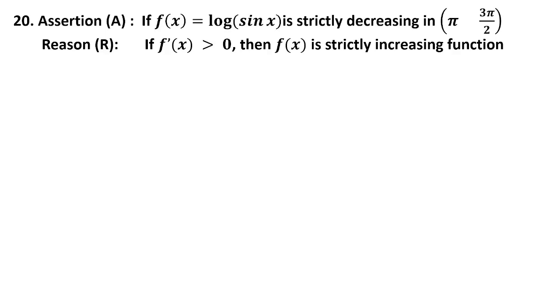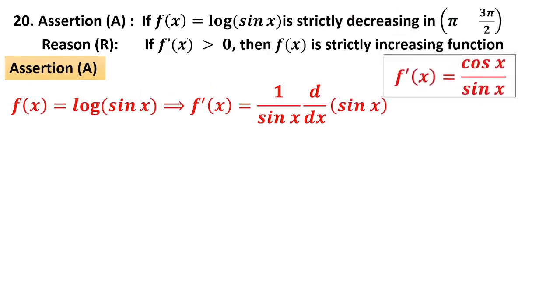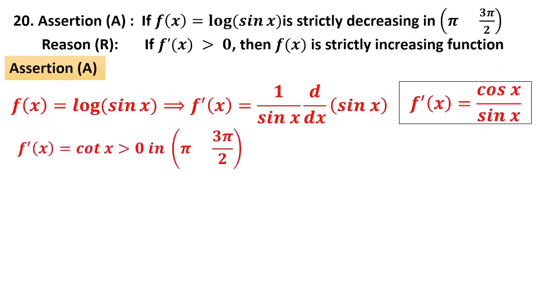F of x is strictly increasing in pi to 3 pi by 2 and f dash of x greater than 0. F of x is strictly increasing. Let us check the assertion now. F of x is given. I am finding f dash of x and it is coming as cot x.